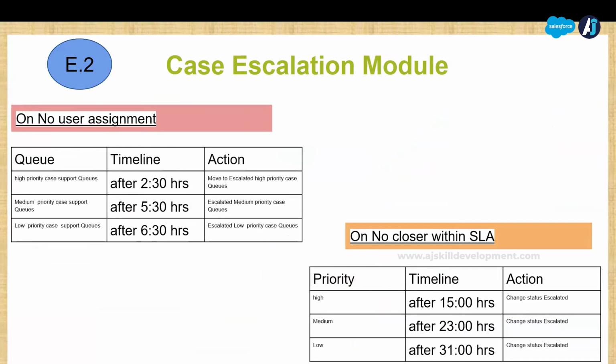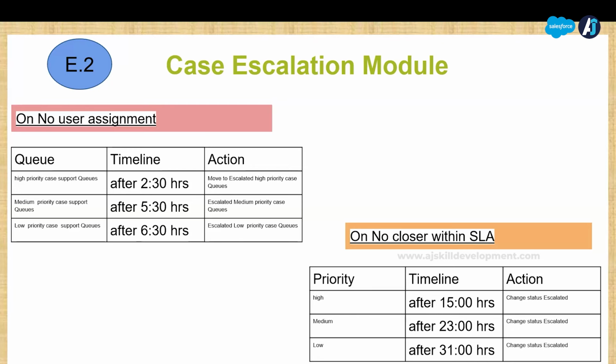If the high priority cases are waiting in the queue for more than 2 hours, 30 minutes, they are going to be escalated. They will land in the escalated queue. The same will happen with medium after 5 hours, 30 seconds, and low priority after 6 hours, 30 seconds. Then, this is talking about the user assignment escalation.